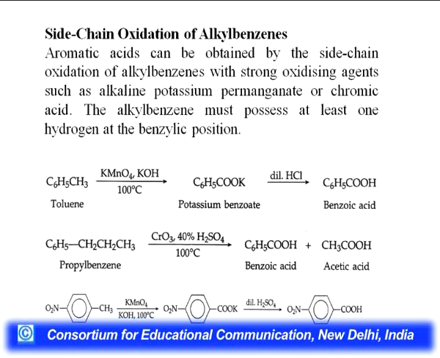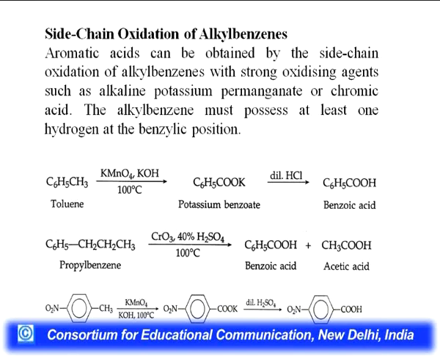Side chain oxidation of alkyl benzenes. Alkyl benzene means an alkyl group is attached to the benzene ring. Here is the example, toluene. Aromatic acids can be obtained by the side chain oxidation of alkyl benzene with a strong oxidizing agent such as alkaline potassium permanganate or chromic acid, and the alkyl benzene must possess at least 1 hydrogen at the benzylic position.